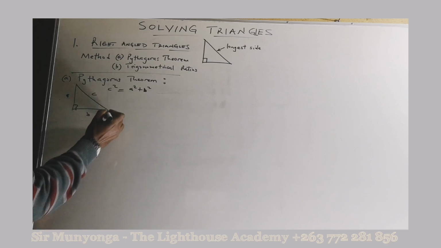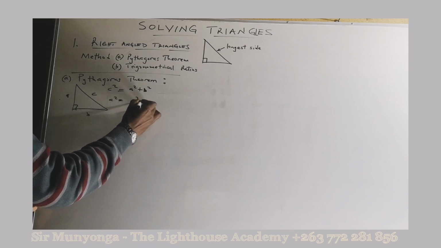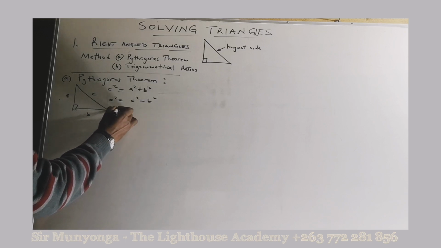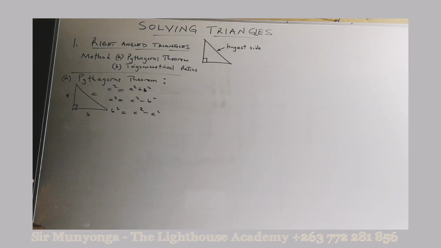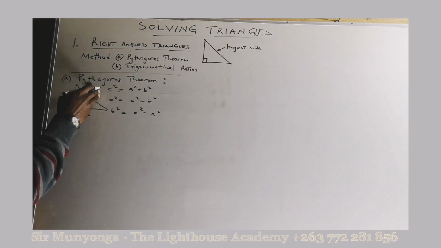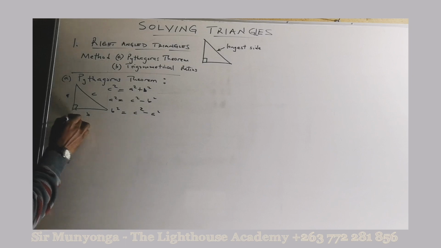We can also change the subject of the formula and rearrange it. It becomes A squared is equal to C squared minus B squared, or B squared is equal to C squared minus A squared. To note from these three formulas: when we are looking for the longer side, we add the squares of the other two sides. When you are given the longer side and one of the two shorter sides, say we are looking to find the length of side A, we subtract: C squared minus the square of the shorter side. So let's have an example of how we use the Pythagoras theorem.